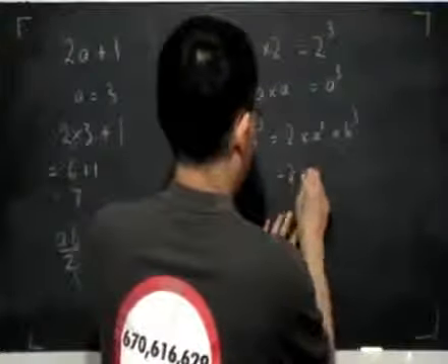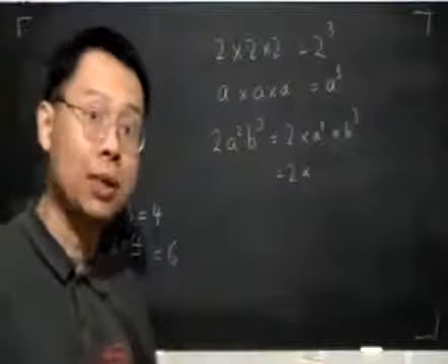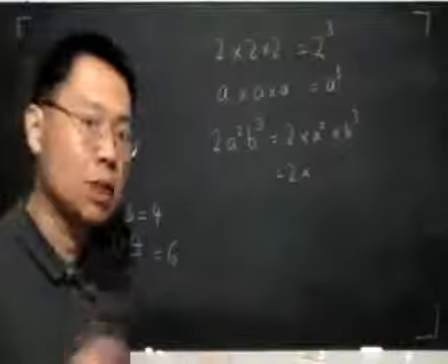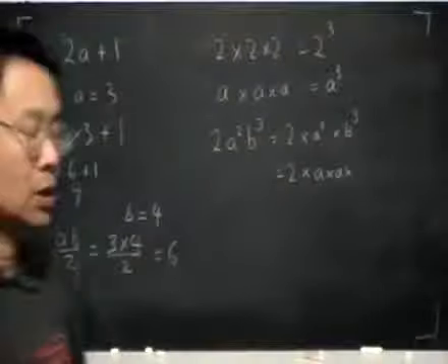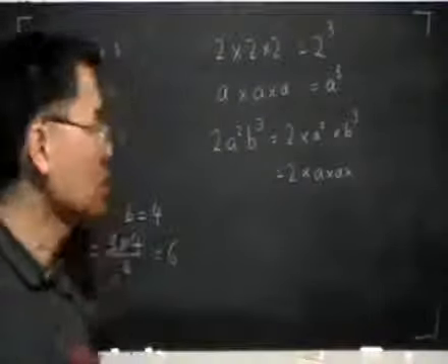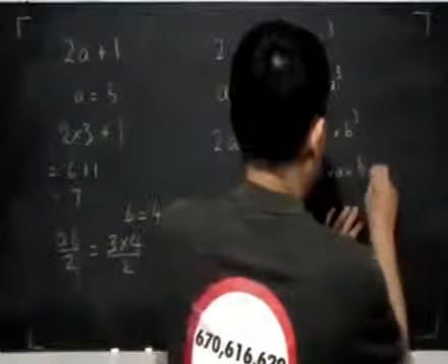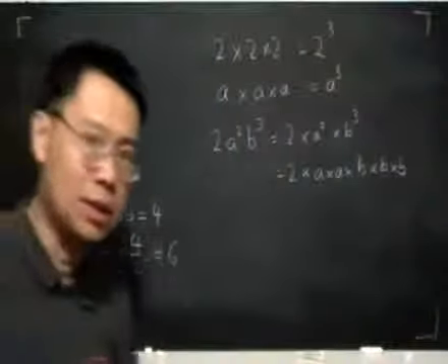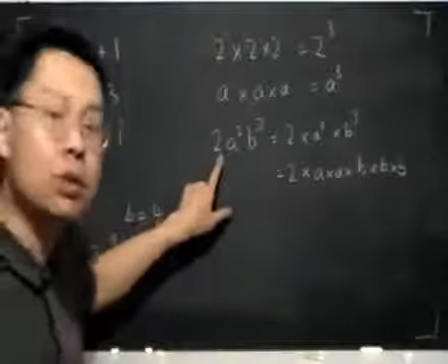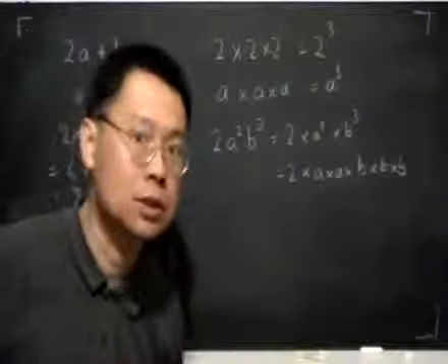Next, a squared is just a number squared, so that should mean a times a. And then b cubed is a number cubed, a number to the power of 3, so that would be b times b times b. So that's the full meaning of this expression, this 2a squared b cubed. It means this.